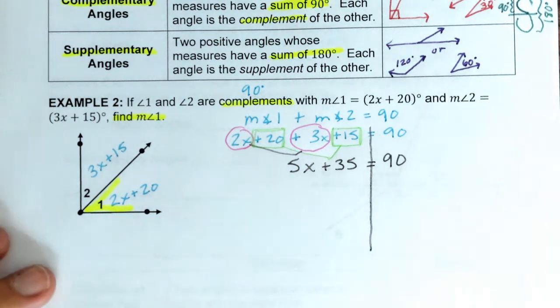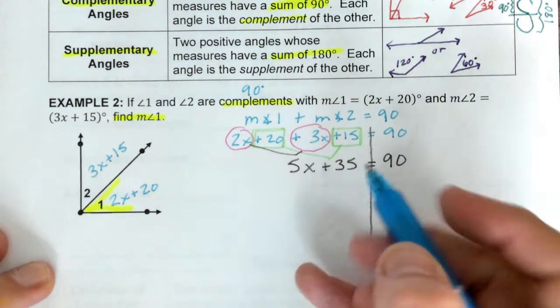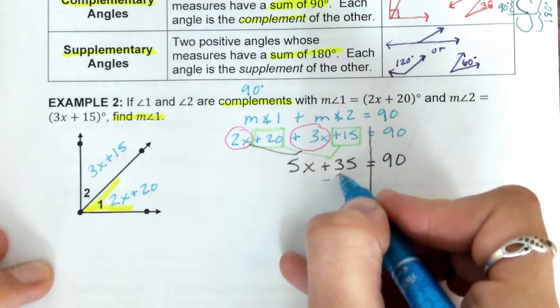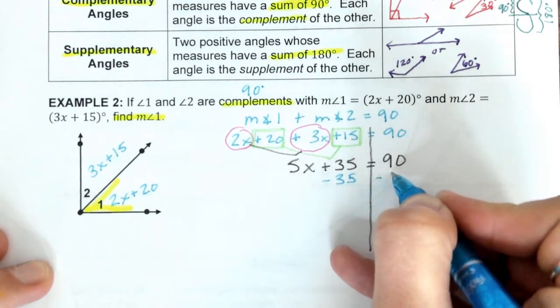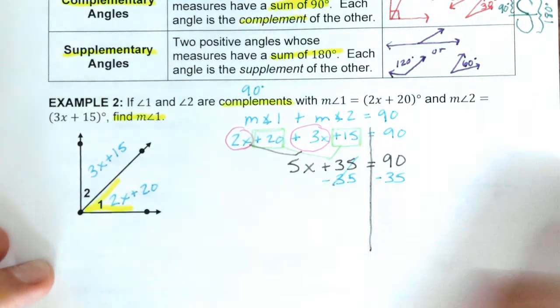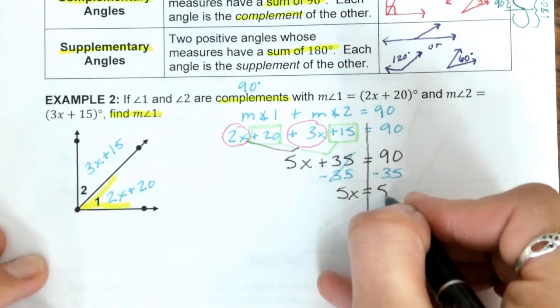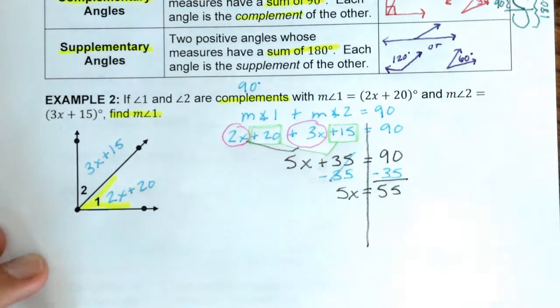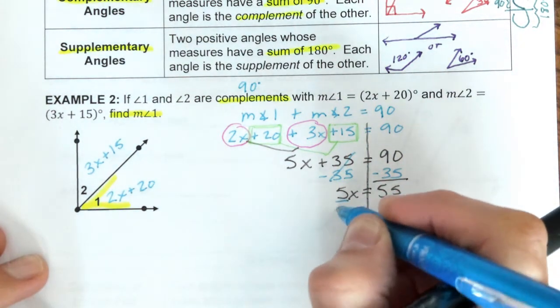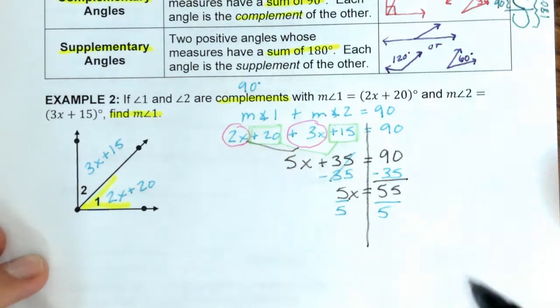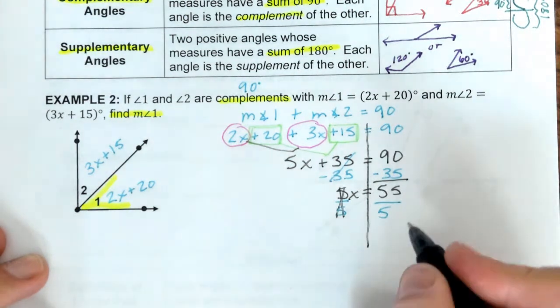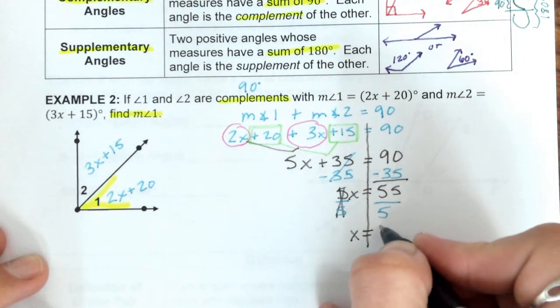We need to get rid of the 35 next to 5x. So instead of adding, we need to subtract to cancel it out. What we do to one side, we do to the other. And 5x is going to equal 55. Last step here to find x, we're going to divide by 5. So they cancel out in front of the x, bring that x down. X is going to equal 11.